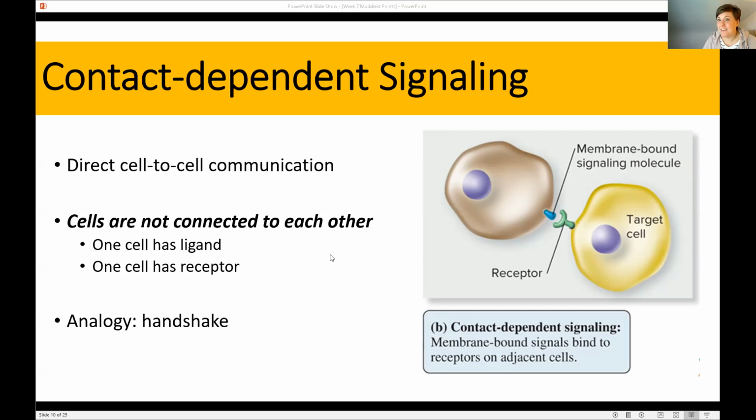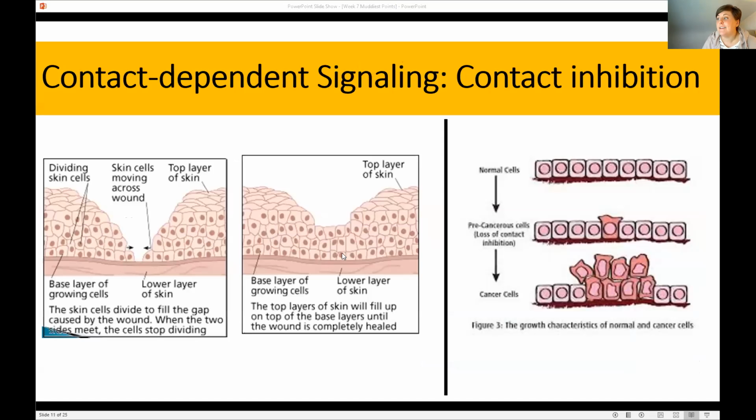So I want to mention something, actually give you a really good example of when contact-dependent signaling is really, really important. Contact-dependent signaling is extremely important for tissue growth, tissue regeneration, and actually defects in contact-dependent signaling are one of the contributing factors to tumor formation and cancer. So let's talk about it.